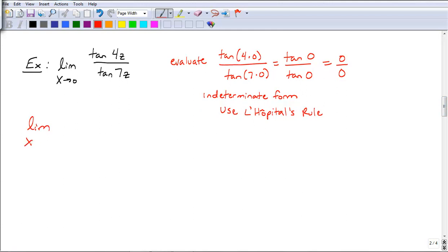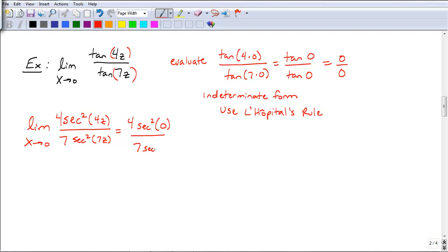And to use L'Hopital's rule, I have to take the derivative of the top and the derivative of the bottom. To take the derivative of the top, I need to use the chain rule. So the derivative of tangent is secant squared of 4z. The derivative of 4z gives me a 4. The derivative of tangent of 7z is secant squared 7z. The derivative of 7z gives me a 7. And now I can try to plug in. I have 4 secant squared of 4 times 0, which is 0. I have 7 secant squared of 7 times 0, which is 0.